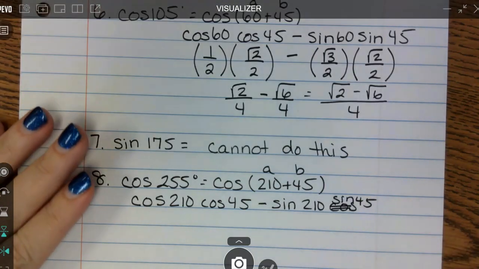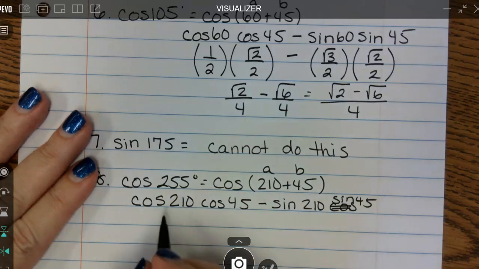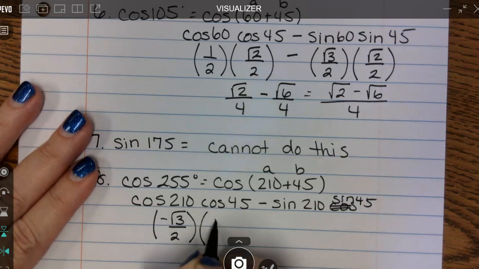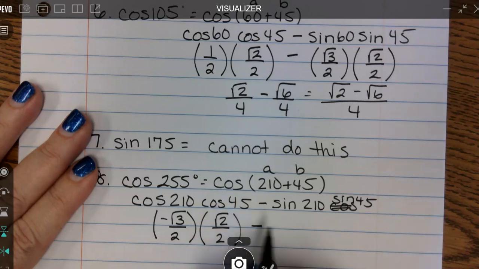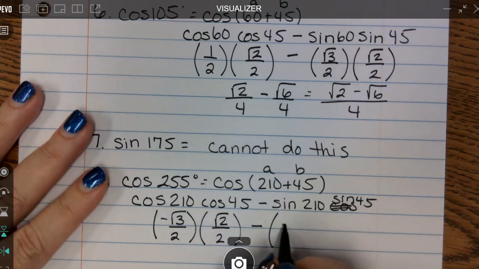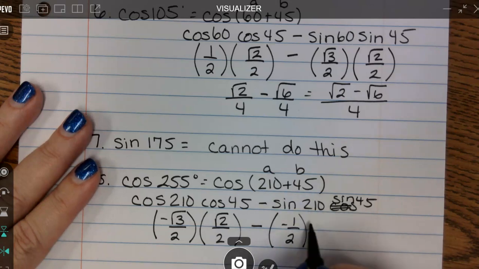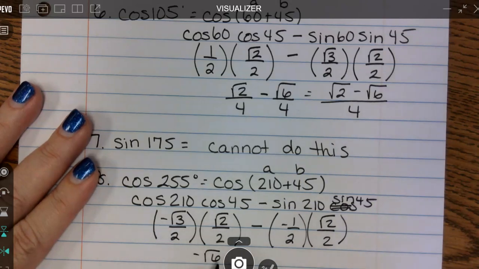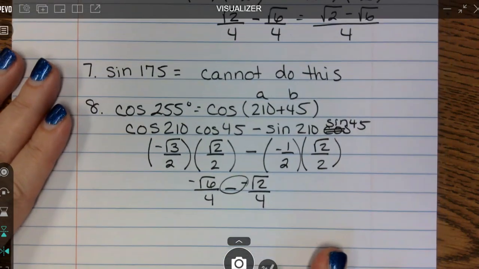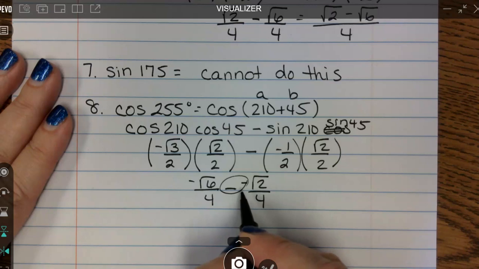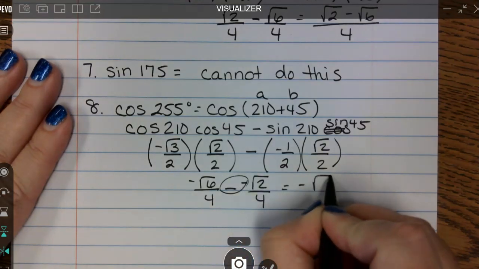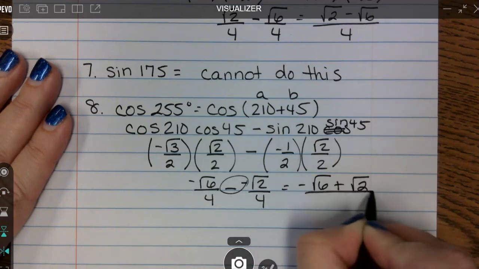Okay, reading the unit circle, cosine of 210, negative square root of 3 over 2, cosine of 45, square root 2 over 2, minus sine of 210, negative 1/2, and sine of 45, square root 2 over 2. So multiply this and I get negative square root of 6 over 4 minus a negative square root 2 over 4. Notice here we have our two negatives, so that gives us a positive. And that's all we can do.